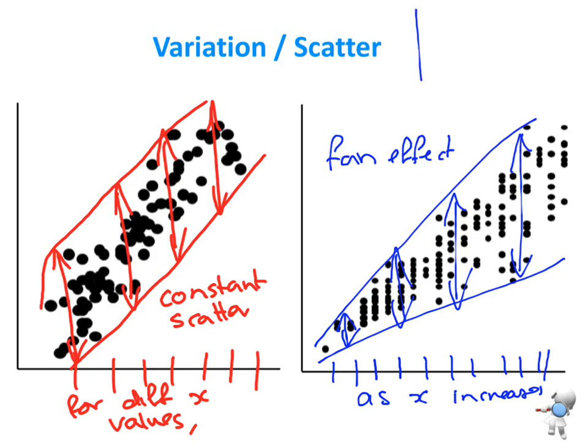If it was the other way around, so you had data that followed this kind of shape, then that's what we would call a funnel effect. That as x increases, the variation is decreasing. So that's another pattern, the last pattern that we can look for in this type of data.